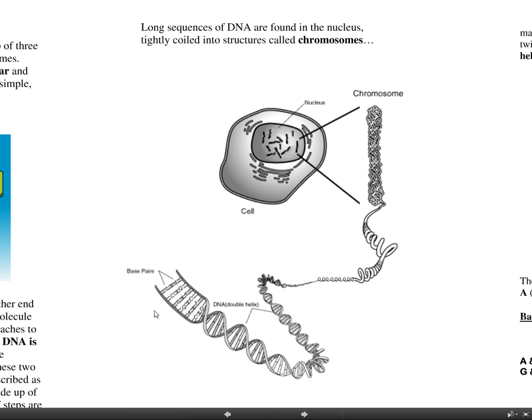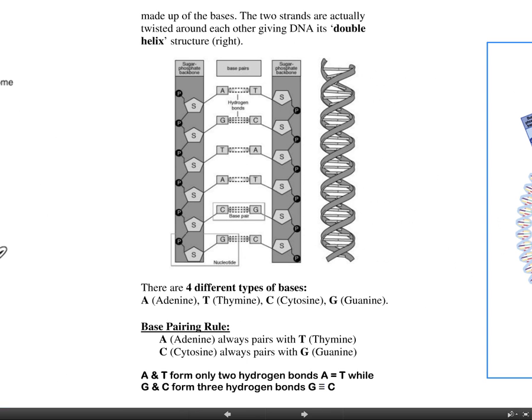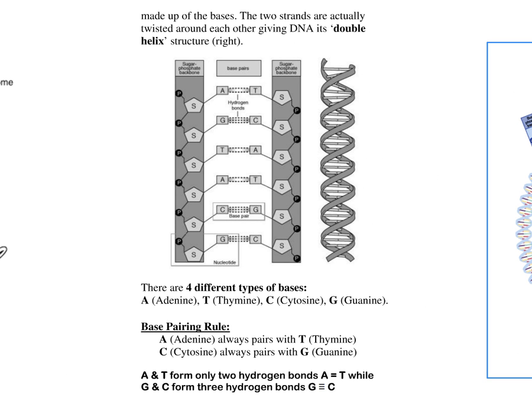So let's look at how this relates back to that structure of a nucleotide that we just saw. That's kind of what we're trying to show here. We said DNA is made up of the bases, and the two strands are actually twisted around each other, giving it that double helix. So this is the double helix version. You can imagine if we untwist that, it would look kind of like this. So you can see this grey strip here is the grey spiral on one side, and this grey strip is the opposite, the grey spiral on the other side.